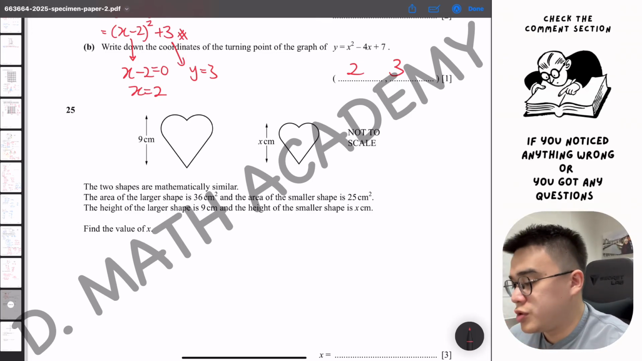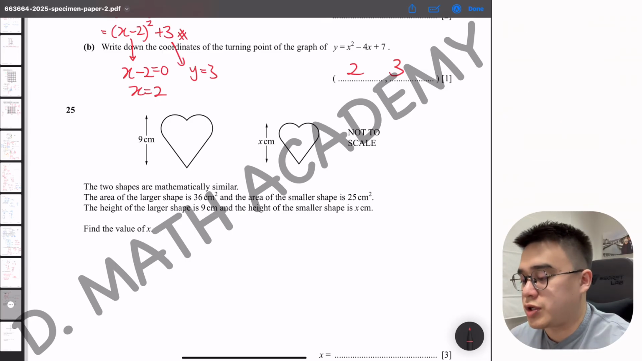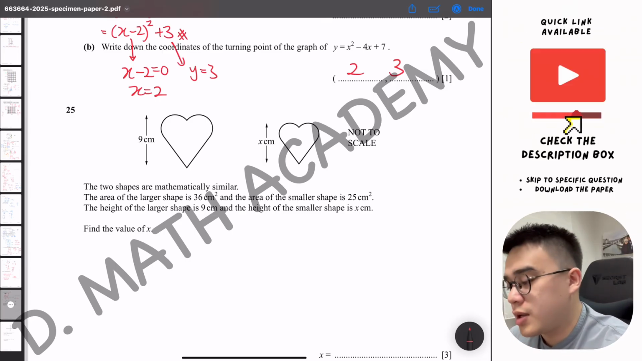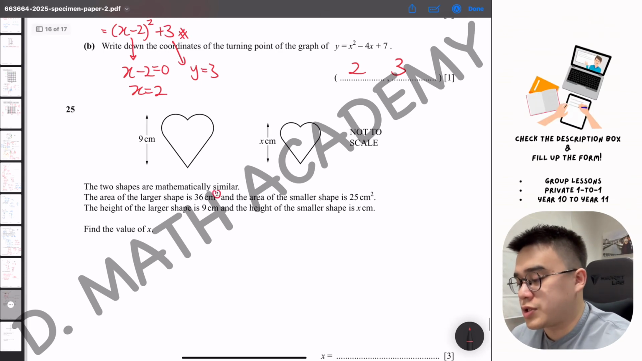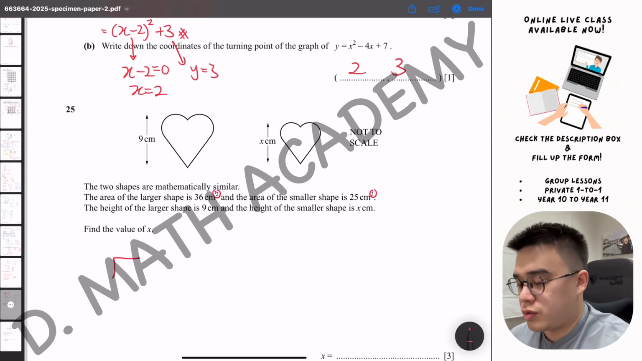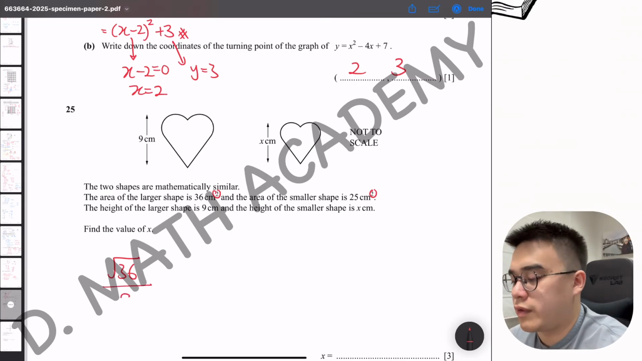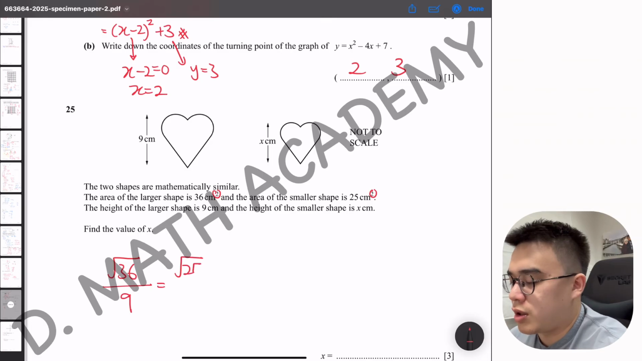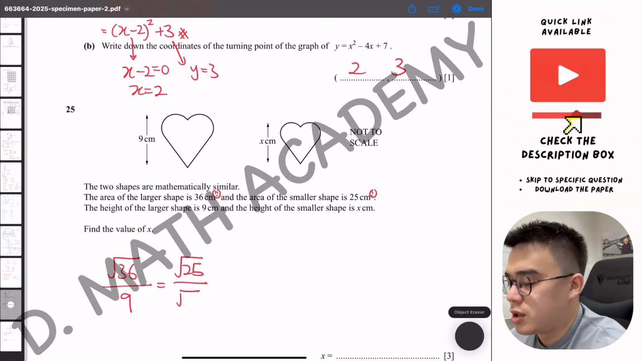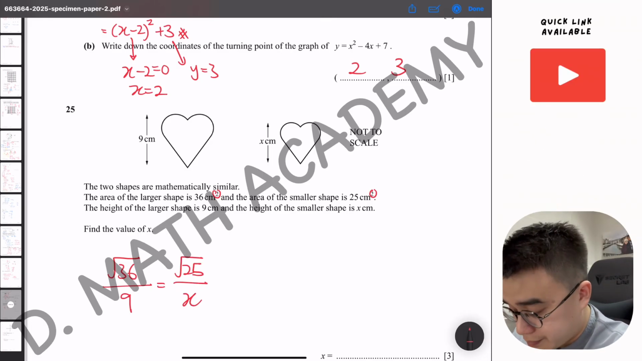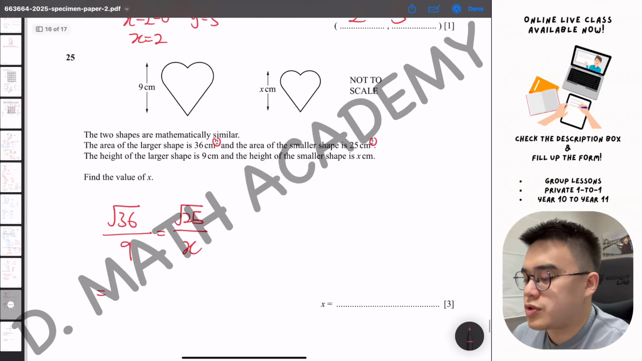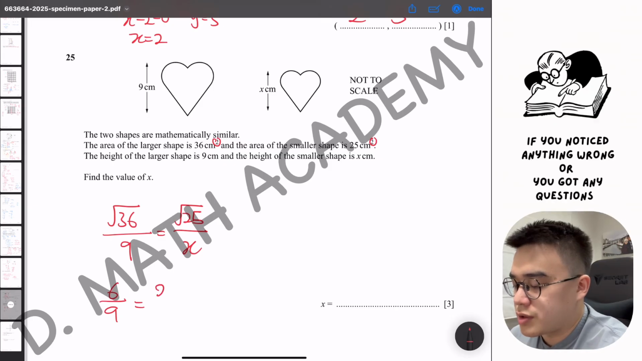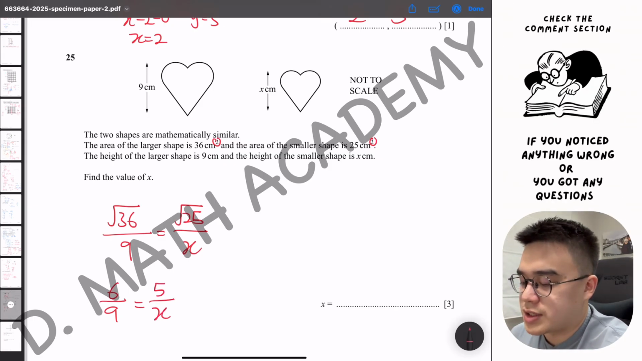they want us to use mathematically similar and solve this question. Okay, personally, I prefer to use the comparison method, where if I notice there was a square here, I will do a square root. 9 corresponds to the bigger one, and 25 corresponds to the smaller one, which is x here. 36 turns out to be 6, and then 25 turns out to be 5, and make x the subject.